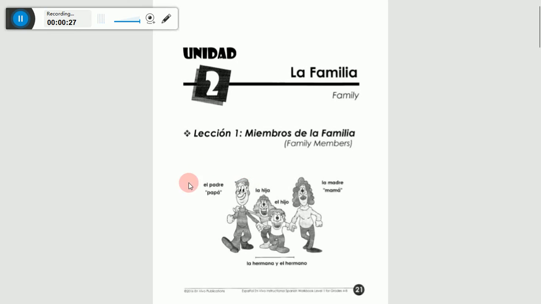In this picture, you see we have el padre, la hija, el hijo, and la madre. Here we have el padre and papá. Padre is like father, and papá is dad. La madre is mother, and mamá is mom. Then we have la hija, the daughter, and el hijo, the son. Together they are la hermana y el hermano, the sister and the brother.